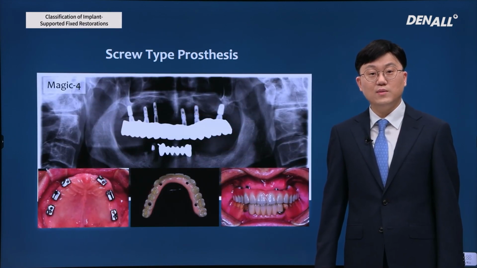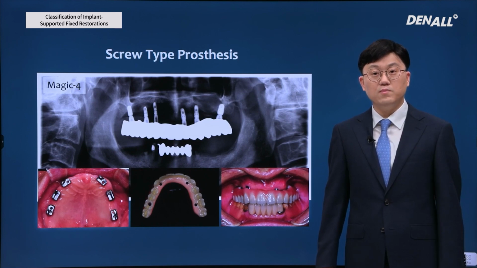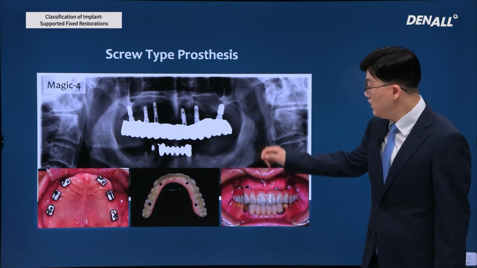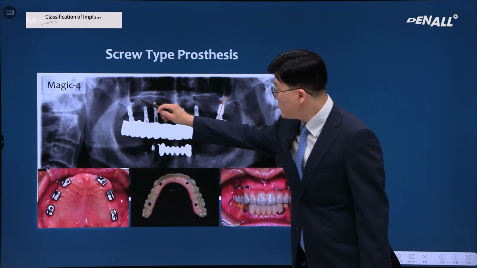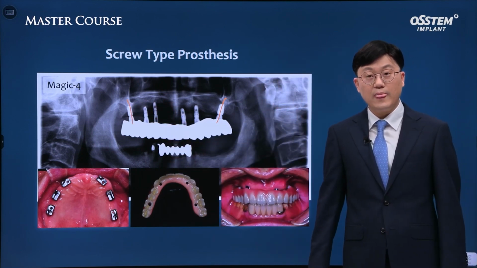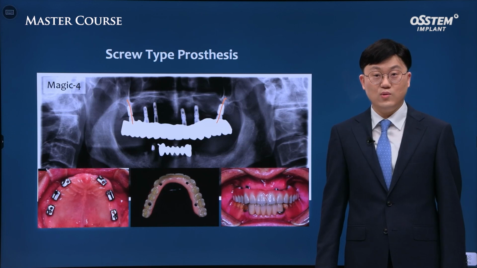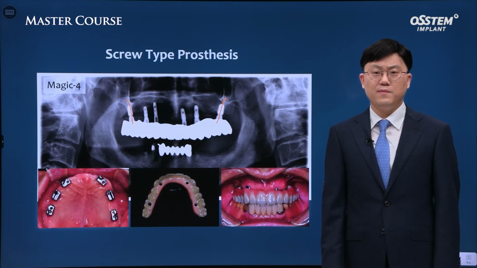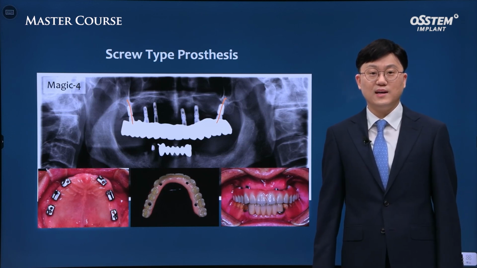If you use Magic 4, implants can be placed where bone conditions are more favorable, and you can tie prosthesis with different angles in one piece and provide a screw-type prosthesis, and also at the same time gain retrievability of implant.